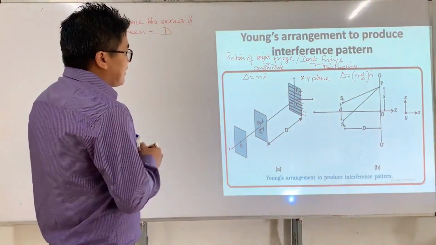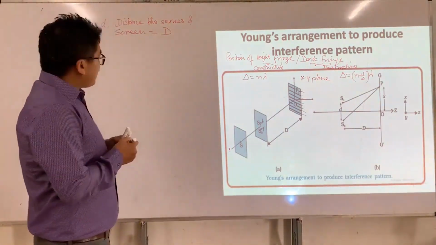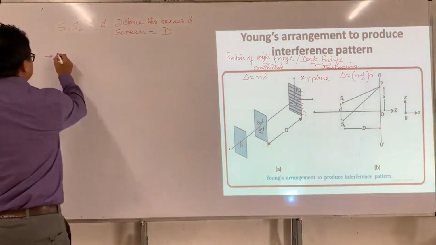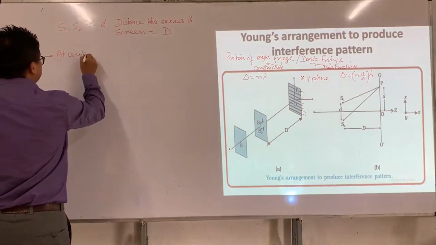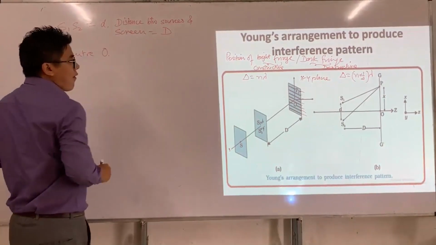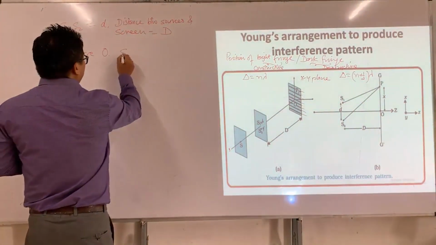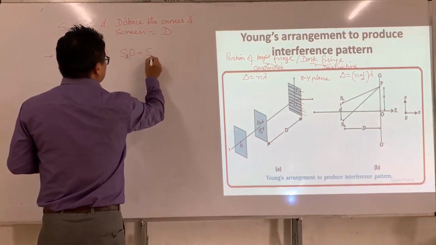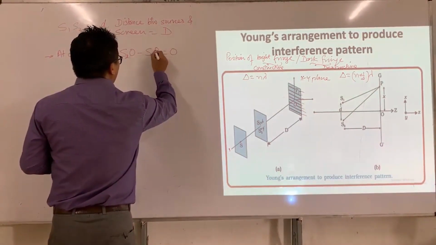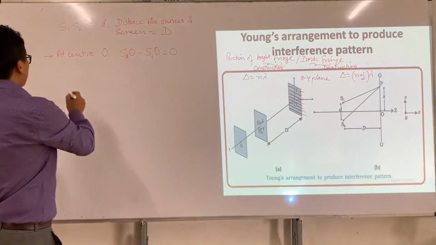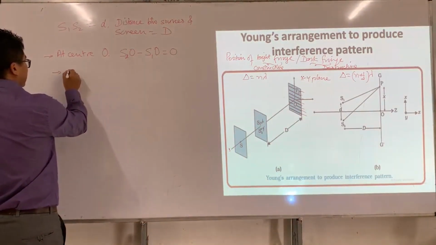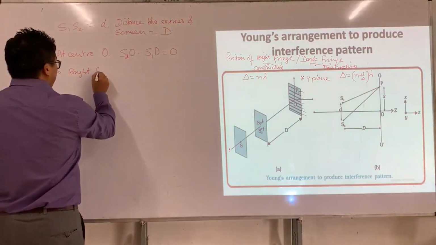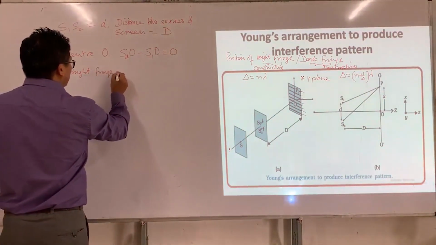So let's say first at the center O, what is the path difference? S2O minus S1O is going to be 0. The path difference is 0, therefore we get a bright, the central bright fringe. We call it the central bright.